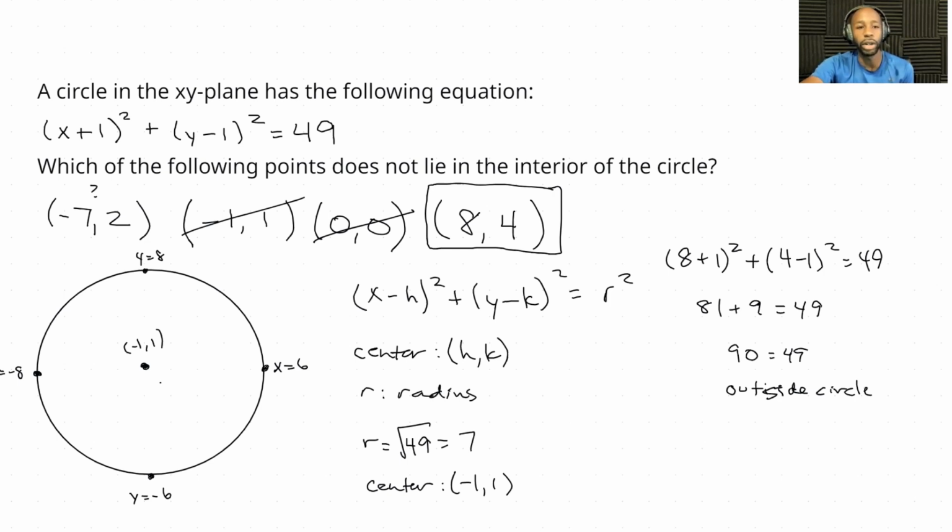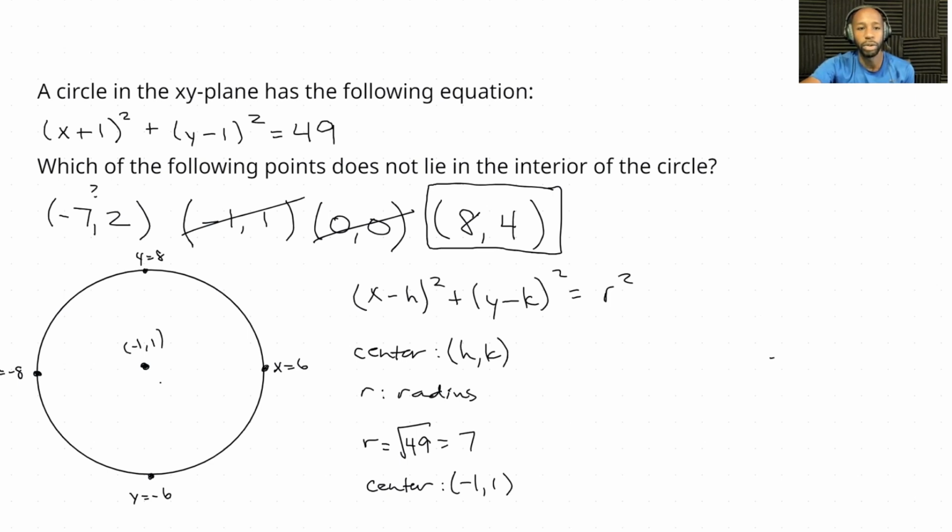Now, let's check this point here that we were kind of questioning, just to illustrate this. How do we want to do this here? Okay. All right. So -7, 2. Is that going to be outside of the circle or inside of the circle? So that's going to be -7 plus 1 squared plus 2 minus 1 squared equals 49. Now remember, we're checking this point here right now. So x equals -7, y equals 2.